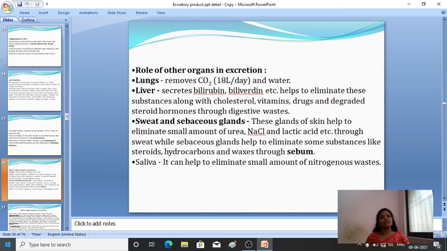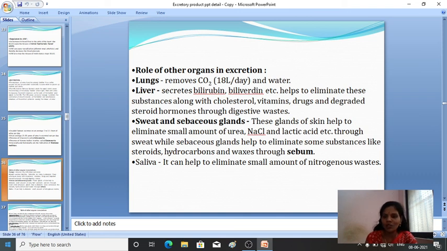Next comes the role of other organs in excretion. So apart from the kidneys in our body, we have other organs which also play a role in the elimination of waste. First come the lungs. Here the lungs help in removing carbon dioxide and water. Then the liver secretes bilirubin and biliverdin.